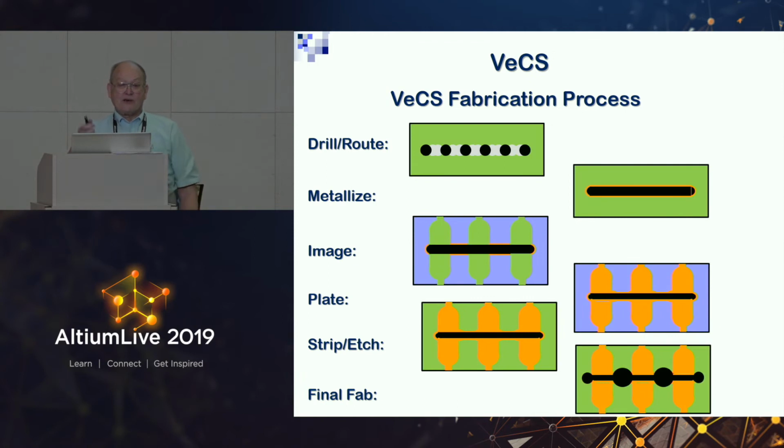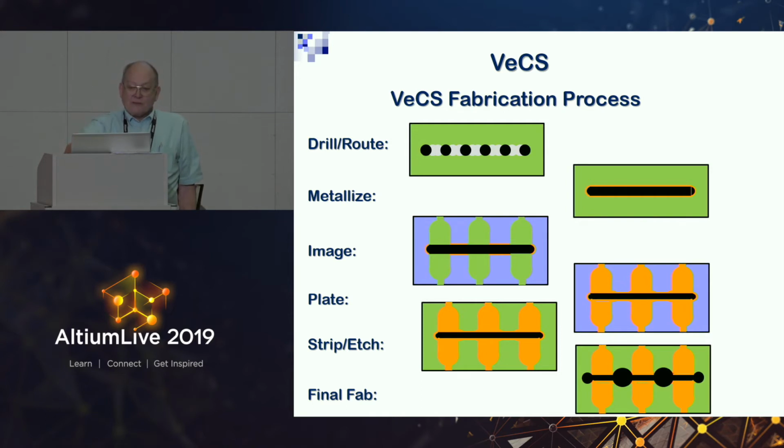But the way it works is you drill or route holes or slot to create a slot in the board. You metallize that slot. You image separate nets up to the slot. You electroplate up the copper. You strip, etch it.